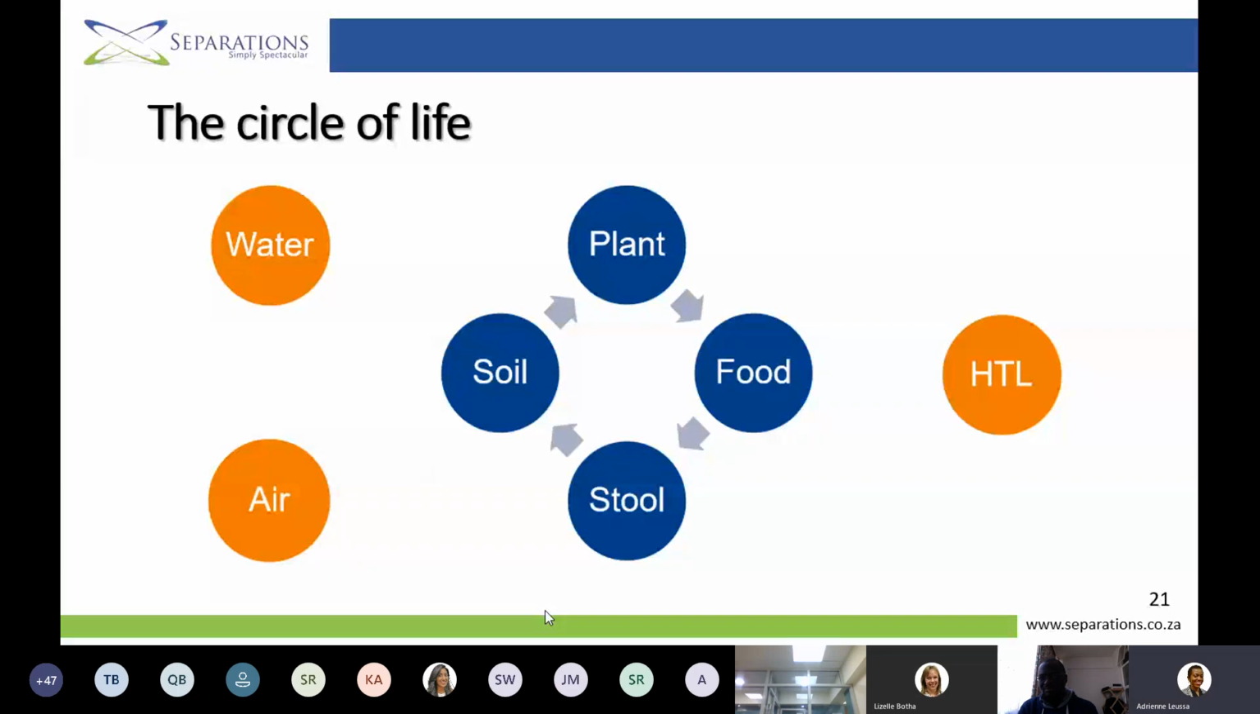Okay, so at this stage of the presentation, I'm going to be going into each of the different sample types that we find in the environment. In the first session this morning, Dr. Thomas of MN had a session looking specifically at plants, so I won't be talking about plants. And if you were wondering what HTL here is, it is hydrothermal liquefaction of biomass. Also, we won't be going into that, but it just forms part of the circle of life.